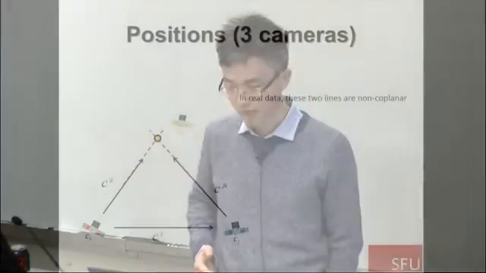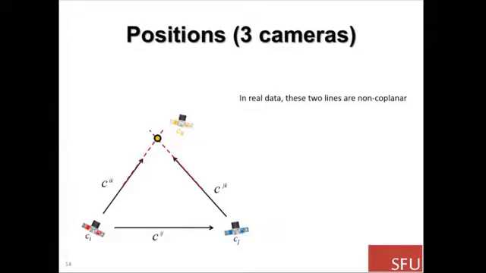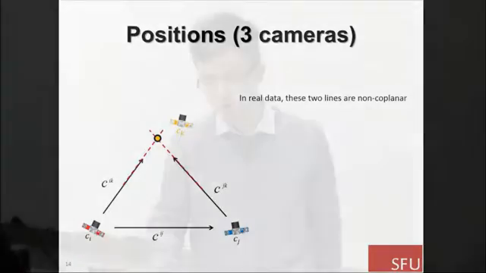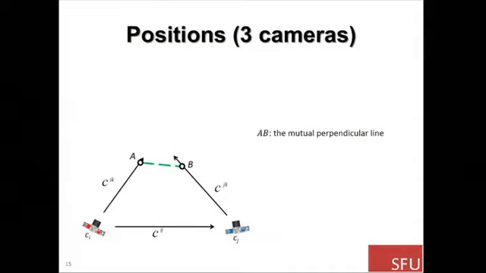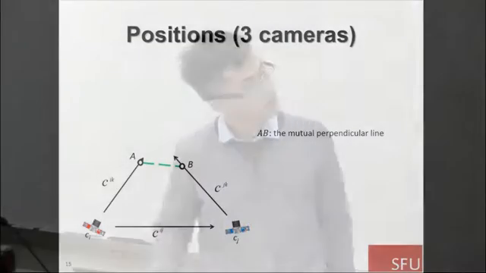Let's first talk about the case of just the 3 cameras. If we have just the 3 cameras, and suppose the positions of 2 of them are known, we can then calculate the position of the third one by simply intersecting these 2 lines, the relative translation orientations. But in real data, these 2 lines are not coplanar, so what we need to do is to take the mutual perpendicular line segment AB and find the midpoint. All right, and then we take the midpoint as an estimation of the third camera.